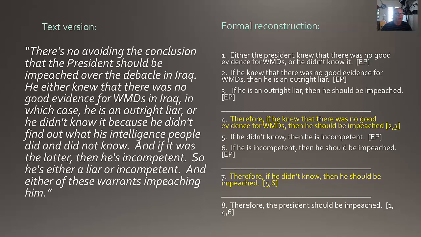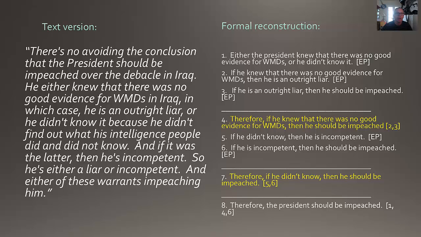Now, I'm not going to spend much time critically evaluating this argument. It's nice that it's got this nice logical structure to it now. You may have figured out, just thinking ahead to critical evaluations, what, if anything, is wrong with this argument? And I think the obvious thing is that while it might be the case that lying is an impeachable offense, especially if you lie under oath, being incompetent, line 6, is not an impeachable offense.